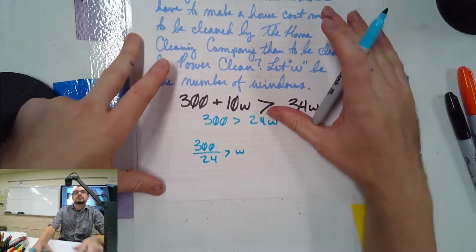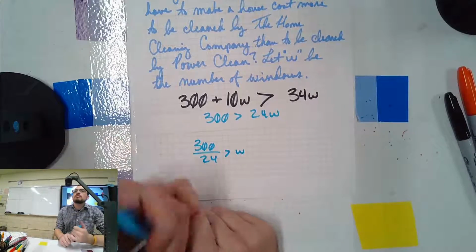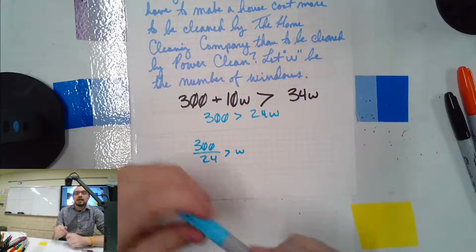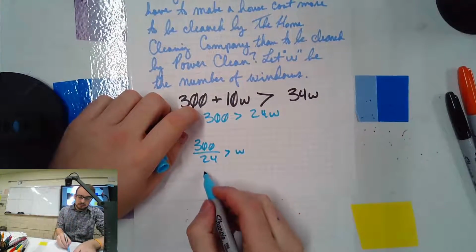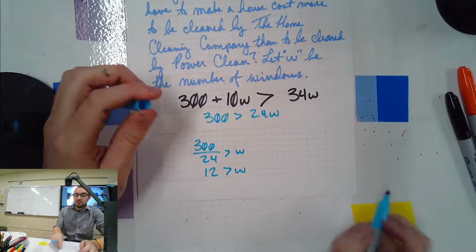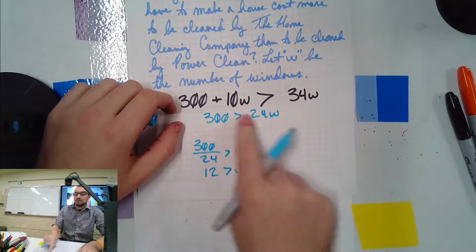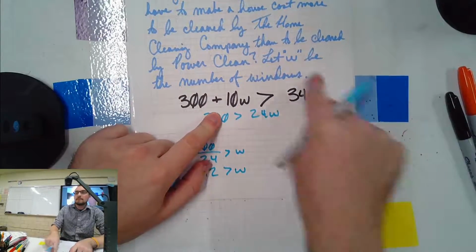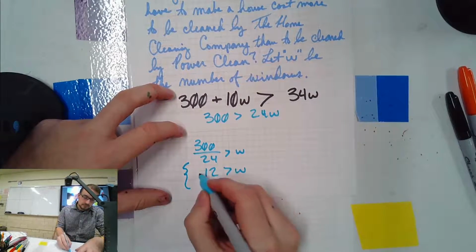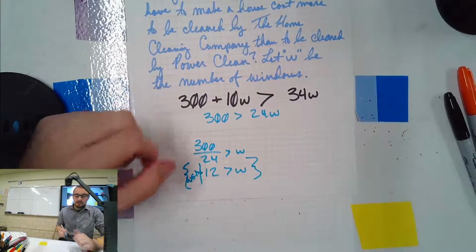Not nicely. Let's estimate. What if it was 300 divided by 25? How many times does 25 go into 100? 4 times. How many times does it go into 300? 12 times. So it's 12-ish. So as long as W is less than 12, this will be bigger. After 12, that's going to be a bigger number over here. Now, what's the restriction on W? It has to be a whole number. Cool.